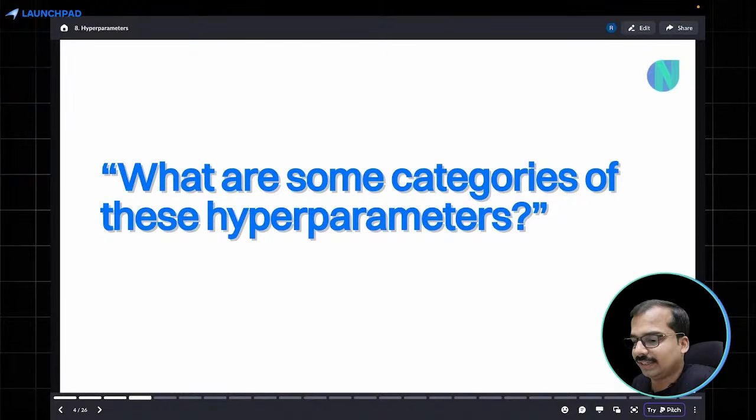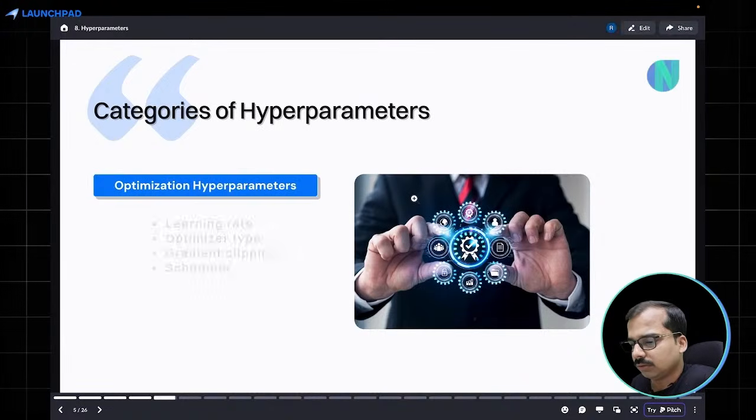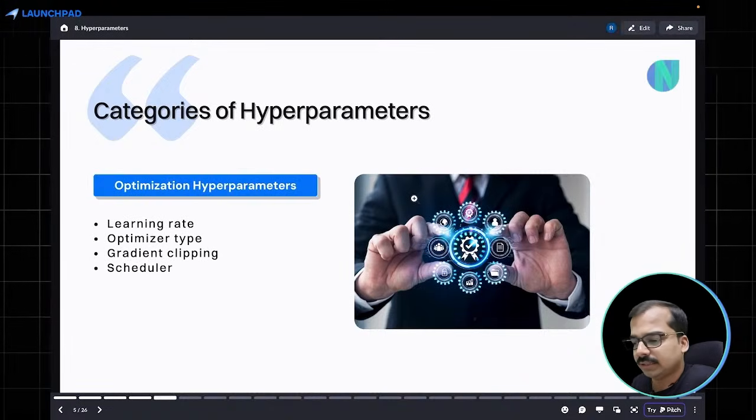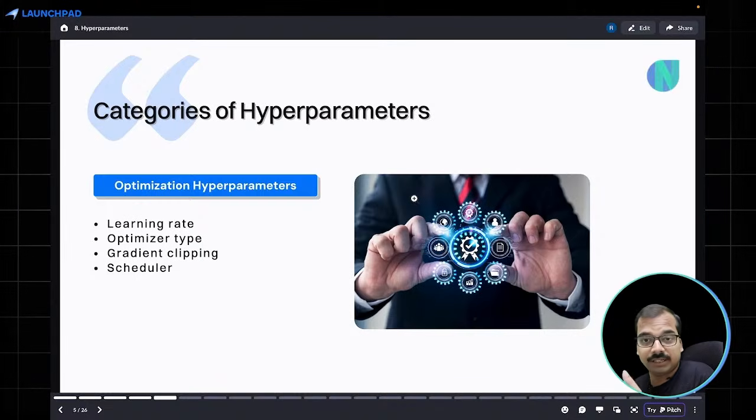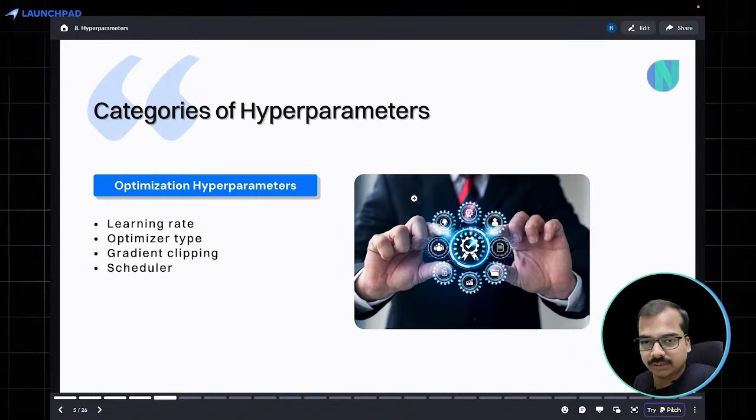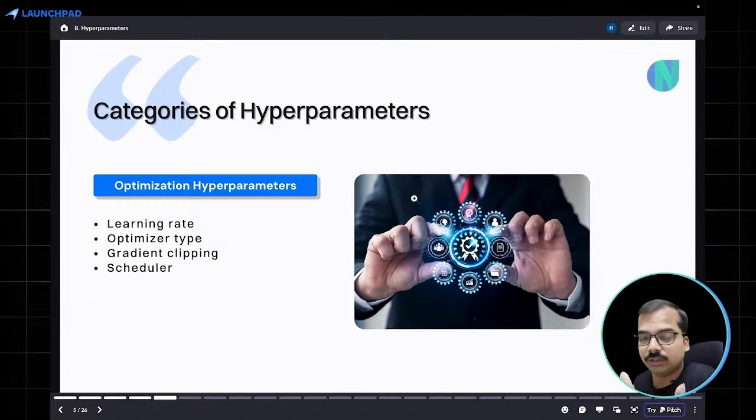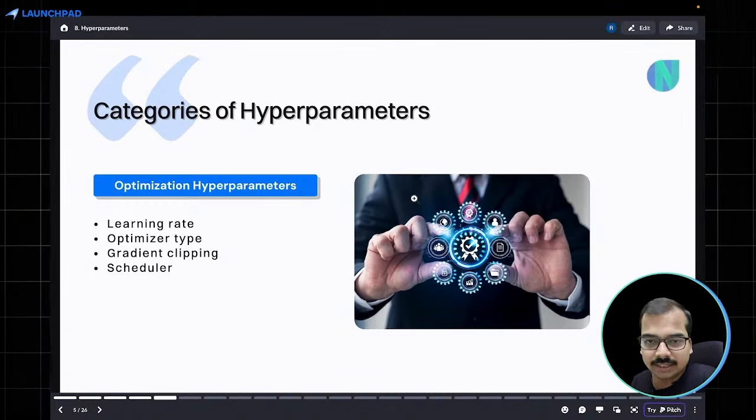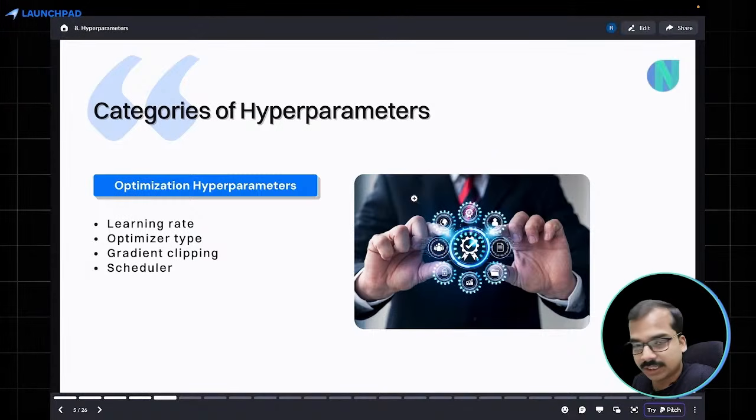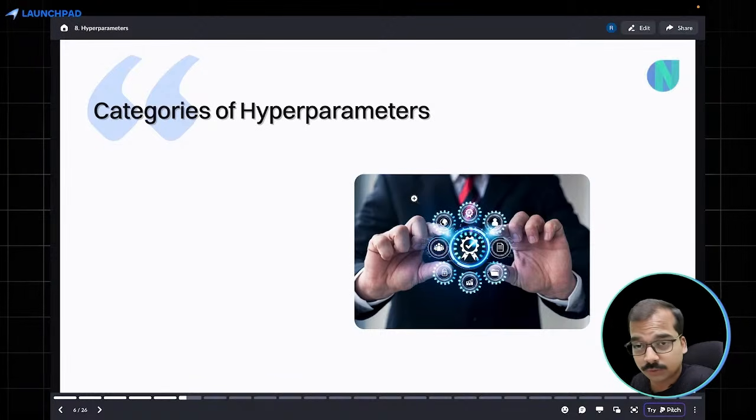So what are the different categories we can put these hyperparameters into? There are certain hyperparameters like learning rate and optimizer type. Like we have studied different types of optimizers, right? SGD with momentum, and then Adam and all. Those were optimizer types. Then gradient clipping. There is a situation where the gradients might overflow. So in those situations, where you have way too large gradients, gradient clipping comes into the picture. Then there is also the learning rate scheduler: when the learning rate should be high, when the learning rate should be low.